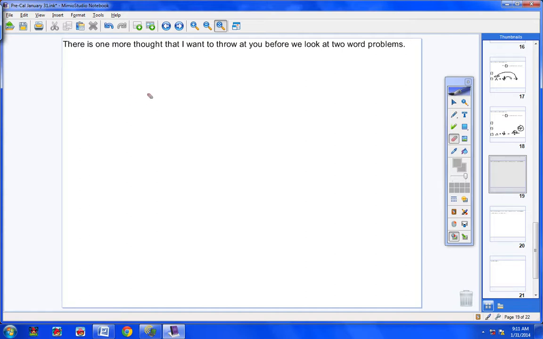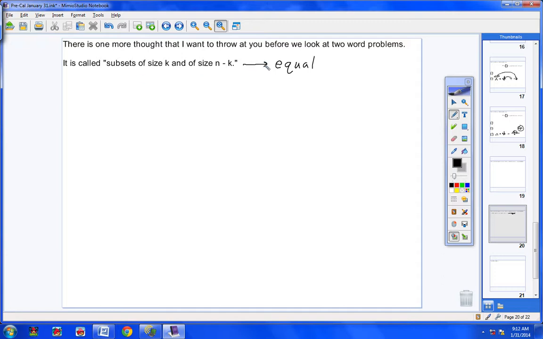There is one more thought that I want to throw at you before we look at two word problems, okay? One more thought. Here it is. Please copy this down. It is called subsets of size k and of size n minus k. And what you're going to find out is these two situations here are equal. Now this should be very similar to Greek to you. This shouldn't make any sense. But I'm going to explain it to you in just a second. So let me say it again: subsets of size k and of size n minus k, those two subsets are always going to be equal.